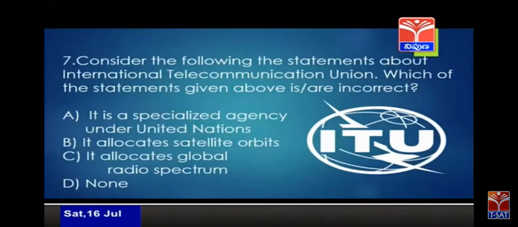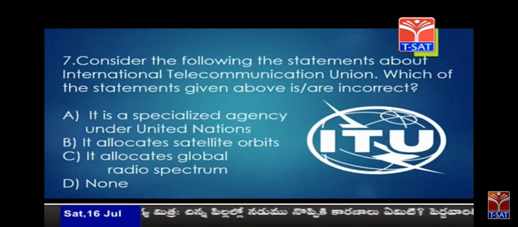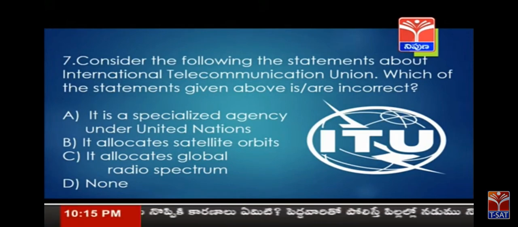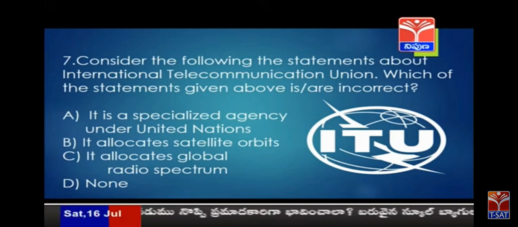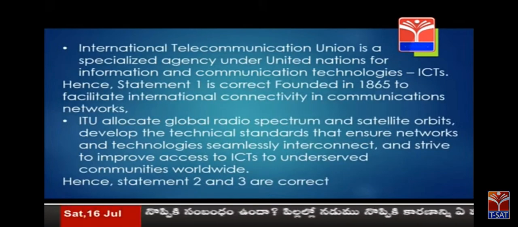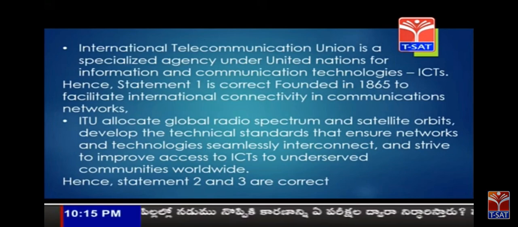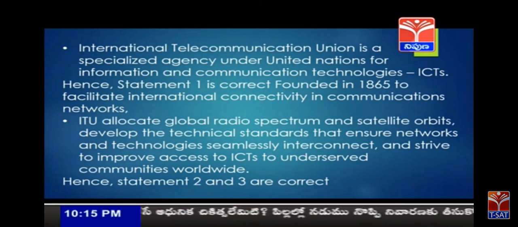Finally, consider the following statements about the International Telecommunication Union; which of the statements given is correct? Here ITU is given: it is a specialized agency under United Nations, it allocates satellite orbits, it allocates global radio spectrum, none. So, what is ITU? That is very important. International Telecommunication Union is a specialized agency under United Nations for Information and Communication Technologies, that is ICT. Hence, statement 1 is correct.